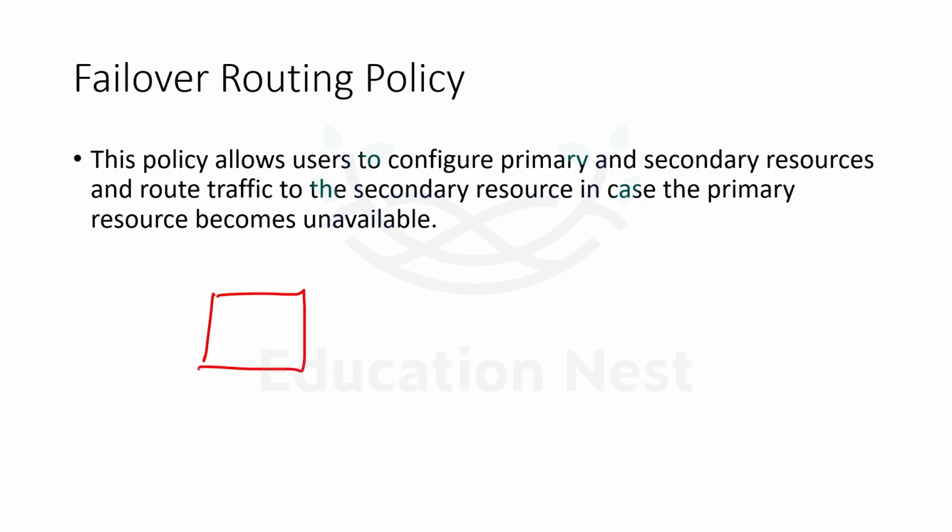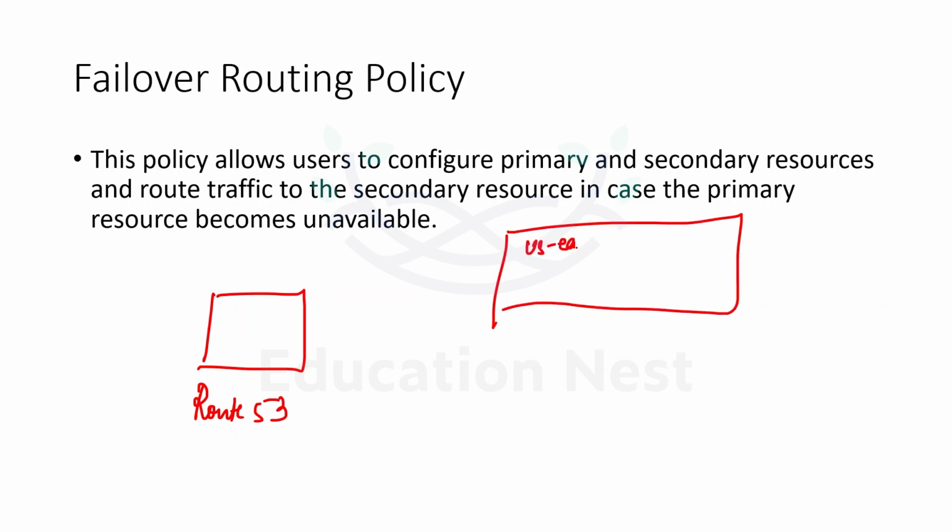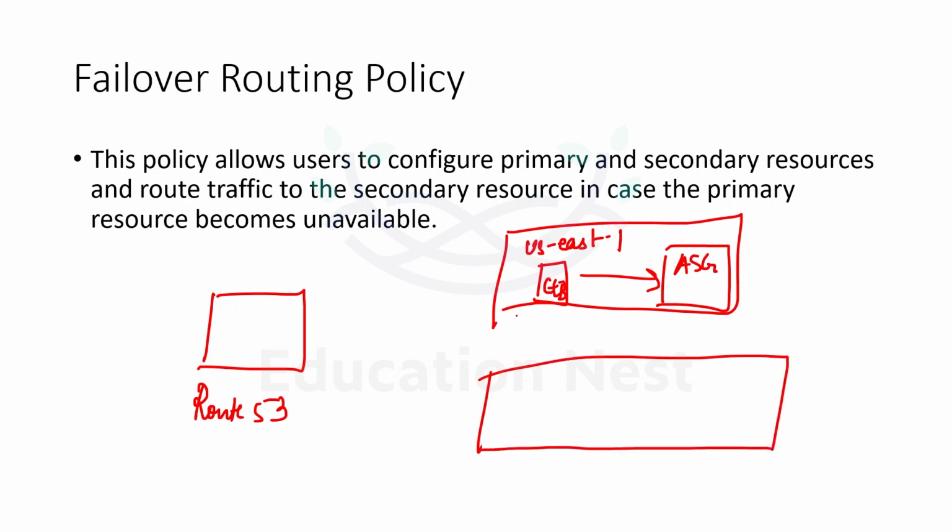Suppose I have my Route 53 over here. Okay, and I have my workload running in, let's say, US East 1. Here I have my ELB, and the ELB is connected to the backend auto scaling group. I have another environment which is running in US East 2. I have my ELB, and this ELB is sending the traffic to auto scaling group in the backend.